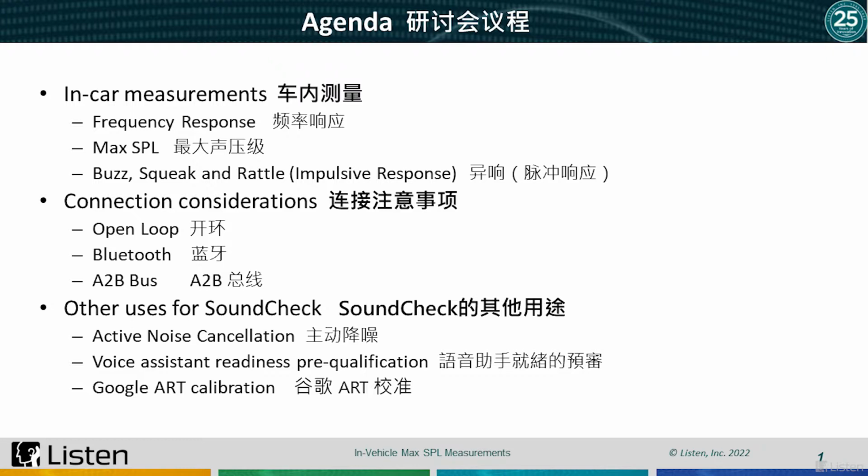And then we'll make some in-car measurements so that you can see how easy it is. Next, we'll look at various connection methods that infotainment engineers have to contend with, like open loop testing, Bluetooth connections, and the A2B bus. And finally, we'll take a look at some of the other audio measurements that you can make using SoundCheck. For example, active noise cancellation and voice assistance readiness. Let's start with the measurements.